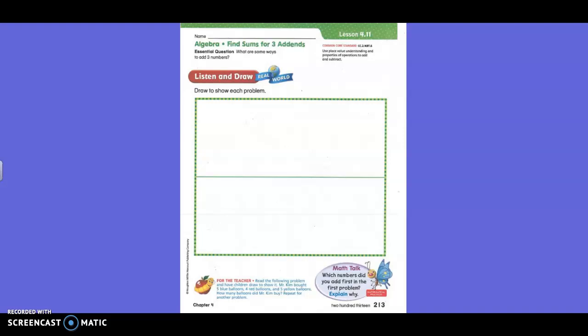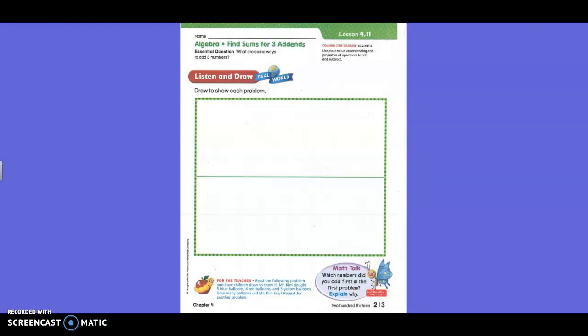Graders, today we are going to be solving 3-digit problems. We're gonna be solving addition facts using 3 addends. 3 addends. I shouldn't say 3 digits. 3 addends. Okay.